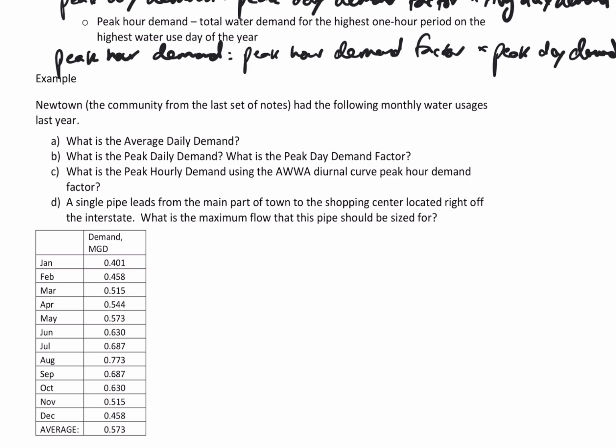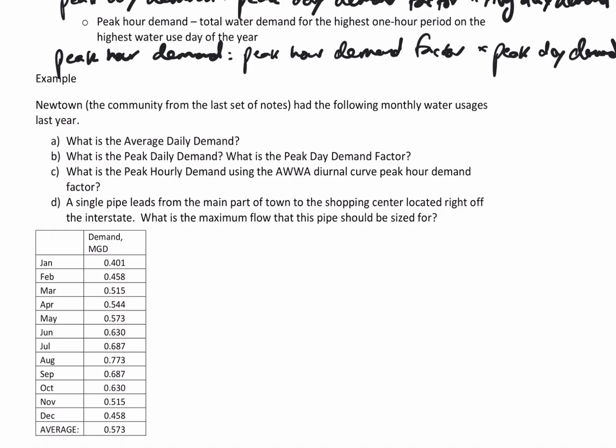We've got the months January through December, the demand for that month in million gallons per day. So million gallons per day is a flow rate, right? It's a volume per time. And that is going to be the average flow rate for that entire month. And then at the bottom, we're averaging all of those months together. So what is the average daily demand?